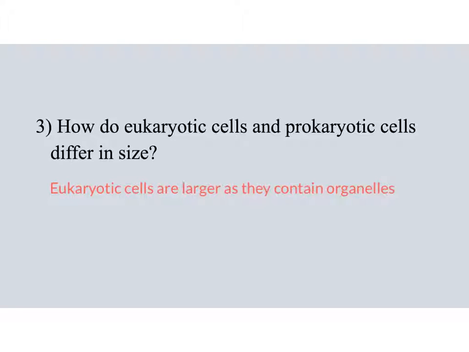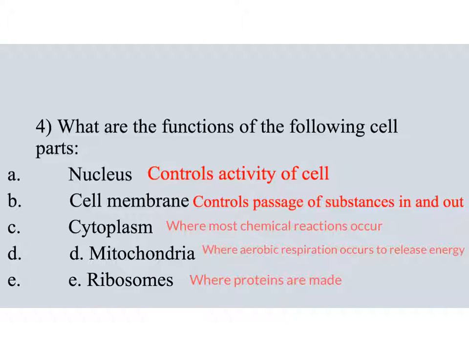Question 3. How do eukaryotic cells and prokaryotic cells differ in size? Eukaryotic cells are larger as they contain organelles, such as mitochondria or ribosomes. Question 4. What are the functions of the following cell parts? The nucleus. It controls the activity of the cell. Cell membrane controls the passage of substances in and out of the cell.